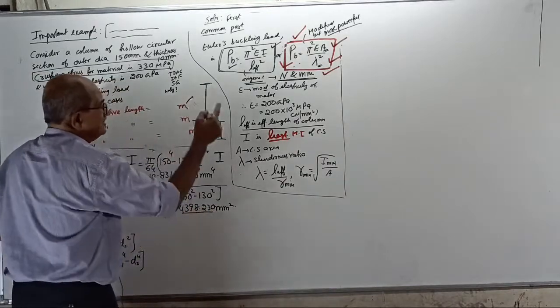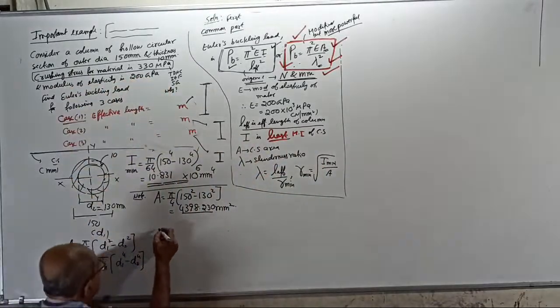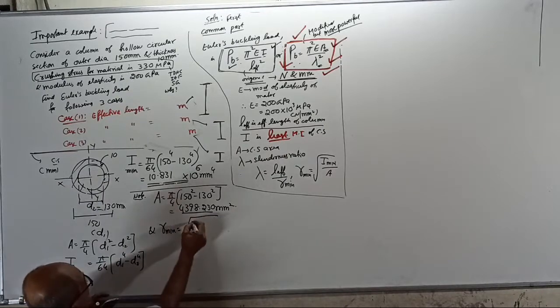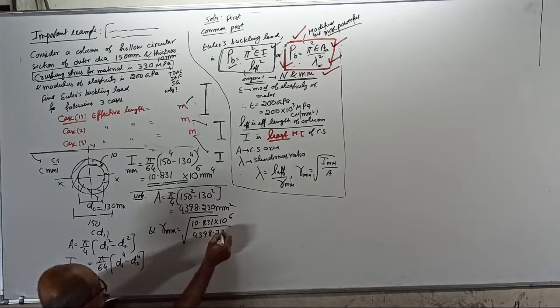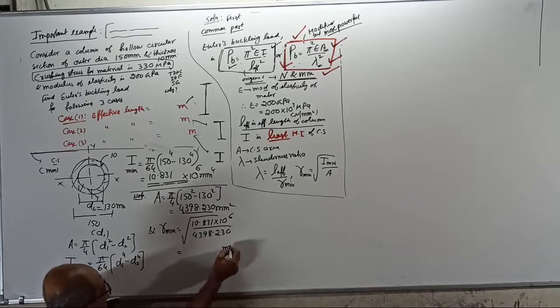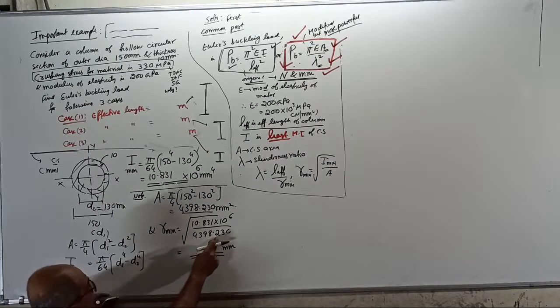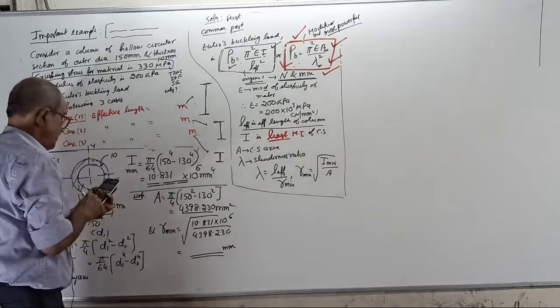Then you also require lambda equal to L effective by R minimum. Find R minimum. R minimum equals square root of I minimum, 10.831 times 10 to the power 6, divided by 4398.230. Tell the R minimum in millimeter. Why? It is the radius of gyration. Millimeter power 4 by millimeter square is millimeter square. Root will give millimeter. Radius is a linear term. What is R minimum?